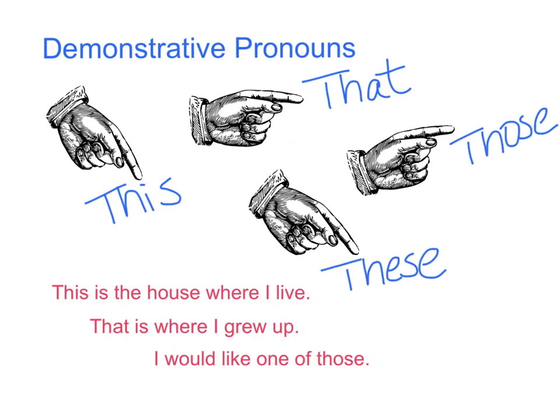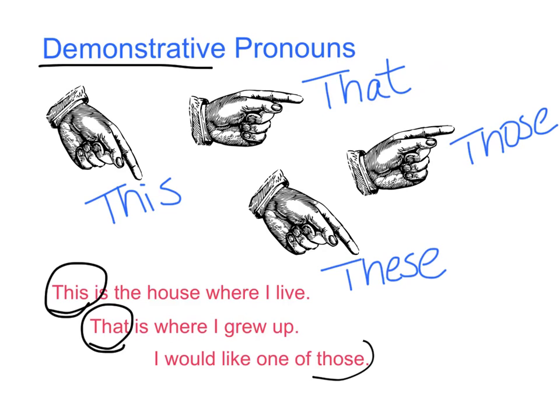Look at our samples down here at the bottom. This is the house where I live. The subject of this sentence being used as a demonstrative pronoun is this. Second sentence says, that is where I grew up. Again, that becomes the subject of our sentence used as a demonstrative pronoun. And the last one says, I would like one of those. So that would be used as a demonstrative pronoun as well.